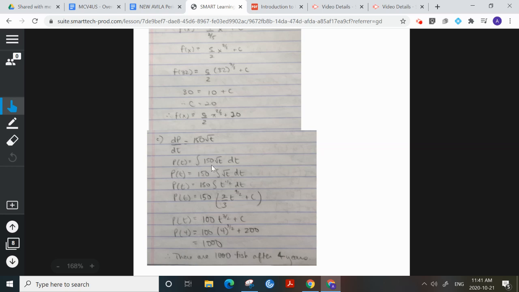So to find the population, I'm going to take the integral by pulling out that 150 coefficient, taking the integral of t to the 1/2, which is t to the 3/2, times 1 over 3/2, which is the same as multiplying by 2/3. I'm going to simplify that, and I'm going to plug in. I know my initial value, when t was 0, my initial value was 200, so they told me the c value. And I'm going to plug in 4 for my t value for the number of years, and I'm going to find out that after 4 years, there are 1,000 fish.